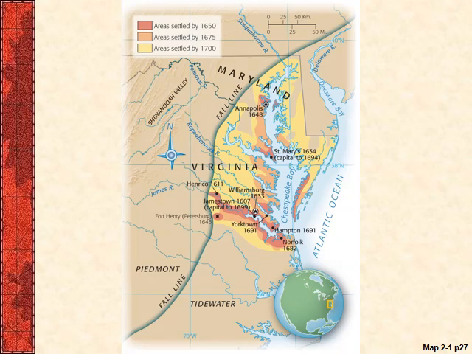So the next major colony that's founded is Maryland. Okay, and you can see Maryland is just due north of Virginia. The Potomac River is the boundary line between Maryland and Virginia.